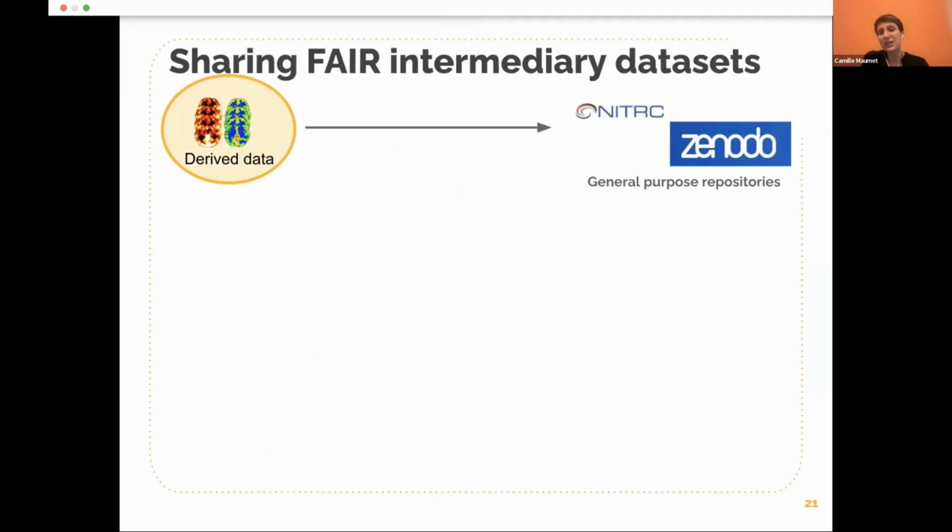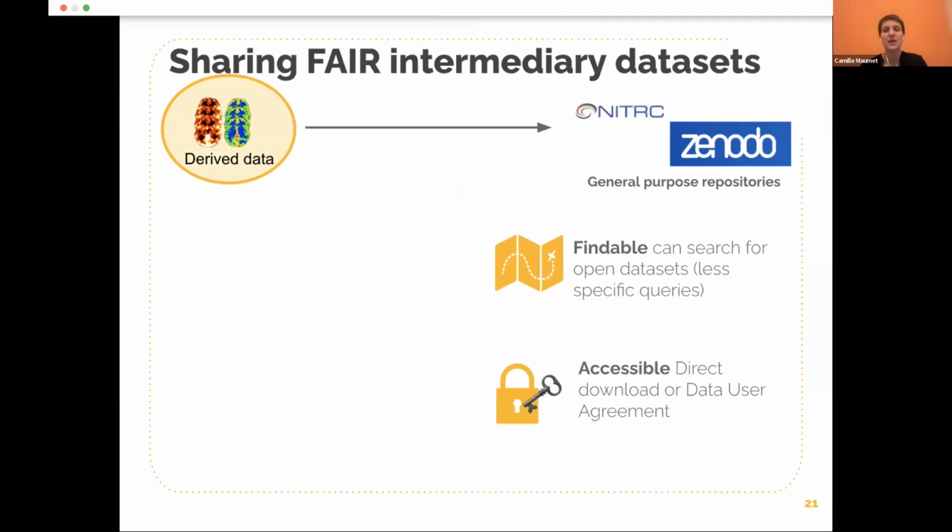And so here I've pointed to two general purpose repositories, because depending on the type of derived data you want to share, there might not be a repository dedicated just for that type of data. These general purpose repositories make it possible to find data sets and to access them. It's a bit harder to find a data set because they are general purpose, so you will have less flexibility on the type of question you can ask.